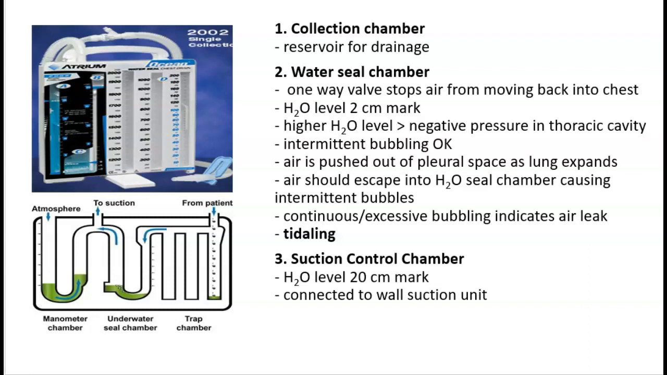And then from the collection chamber, we end up going into the water seal. So there's a one-way valve there. It stops the air from going backwards up to the chest, and then as the air moves over it, that's where you have the bubbling, right? So intermittent bubbling is good in the water seal. You may have continuous bubbling if it's just inserted, or you have a rather large pneumothorax, but it should settle down. If it doesn't, or if it starts when it wasn't there, we would consider that to be an air leak.